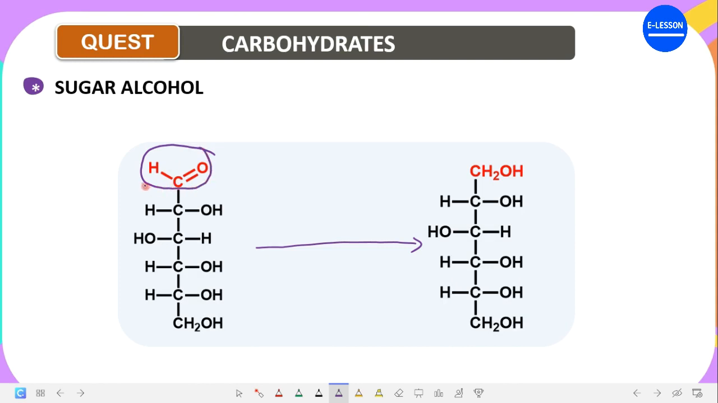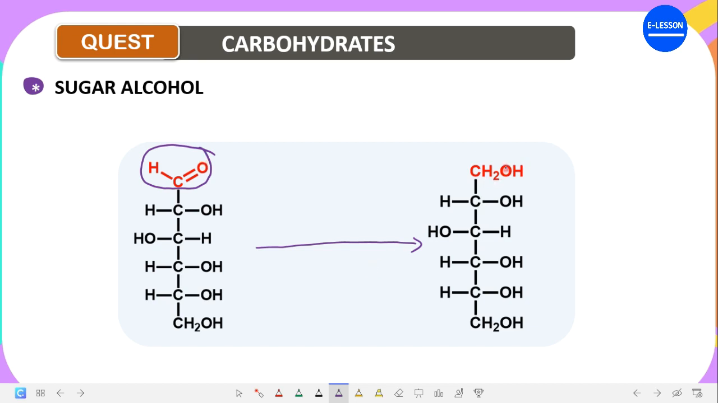So whenever the aldehyde group is reduced, what is formed is sugar alcohol. We discussed something like this before, where we said that glucose is going to form sorbitol, mannose is going to form mannitol, galactose is going to form dulcitol, fructose is going to form something and something, and ribose is going to form ribitol. Are we getting it now? We did all this before. So whenever the aldehyde group is reduced, what we form is an alcohol, which is called a sugar alcohol.